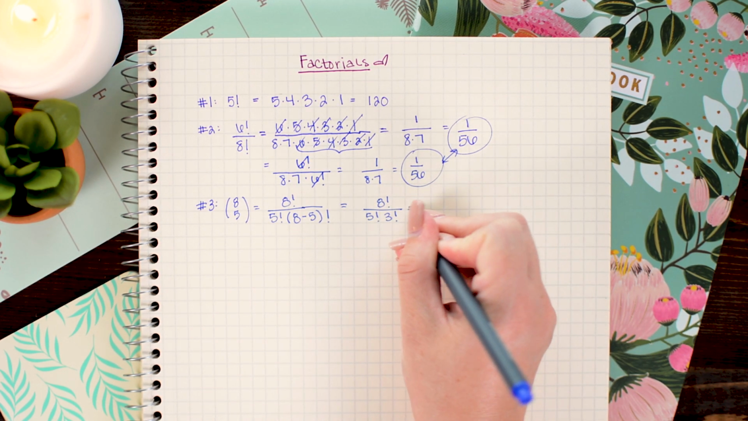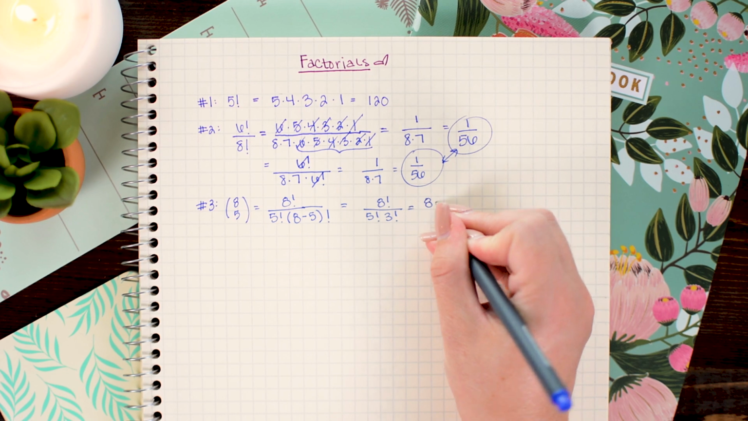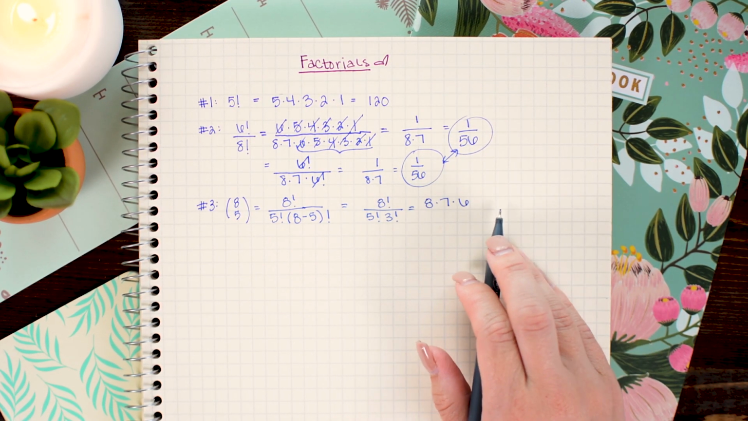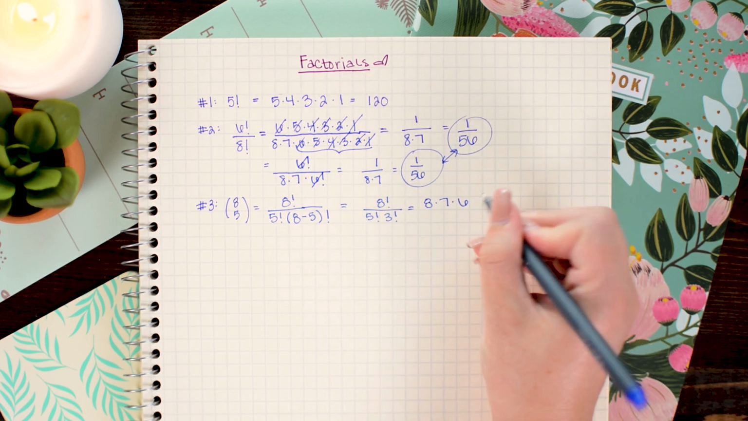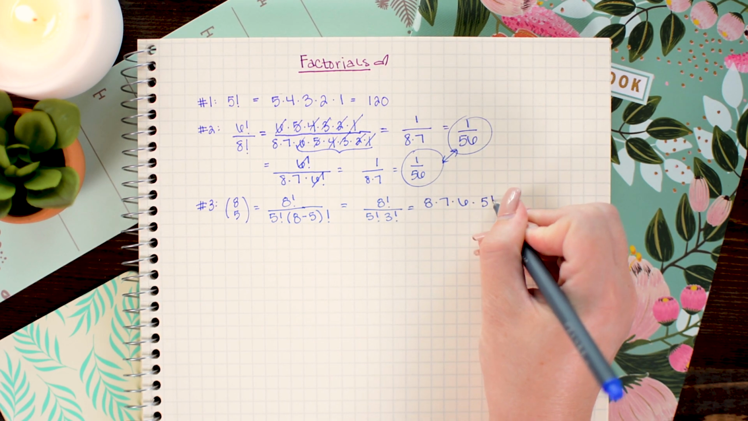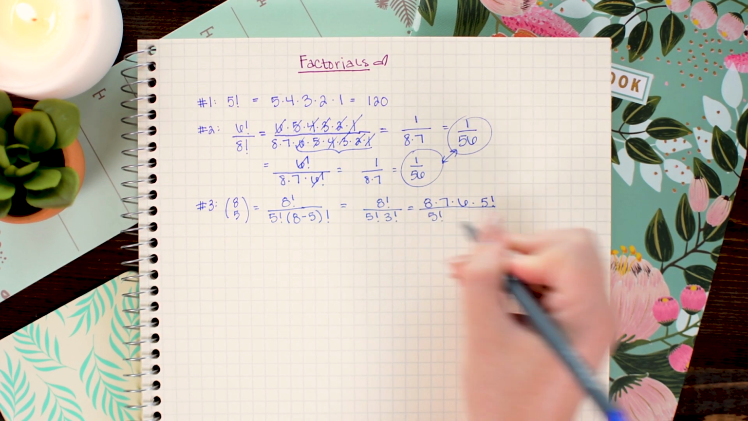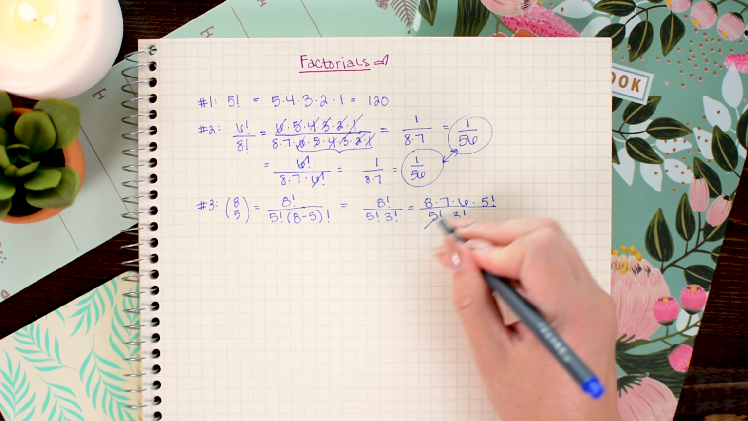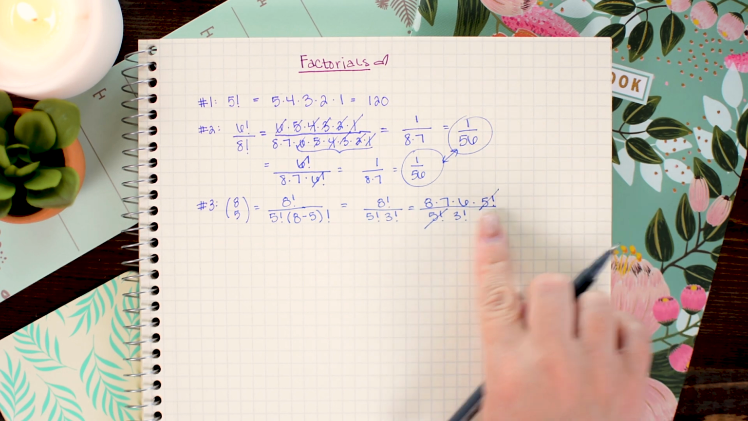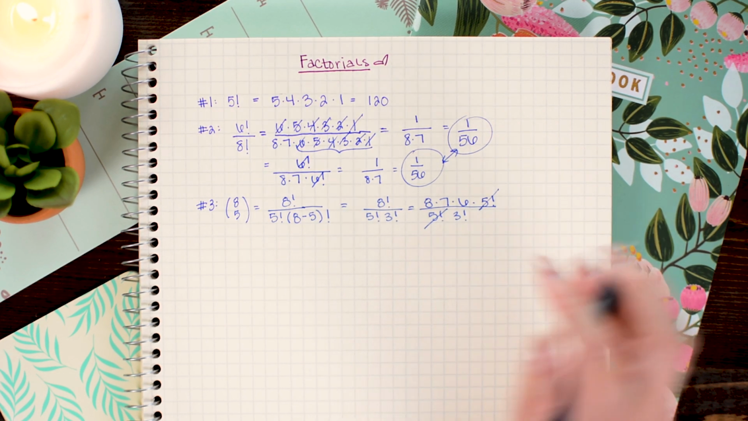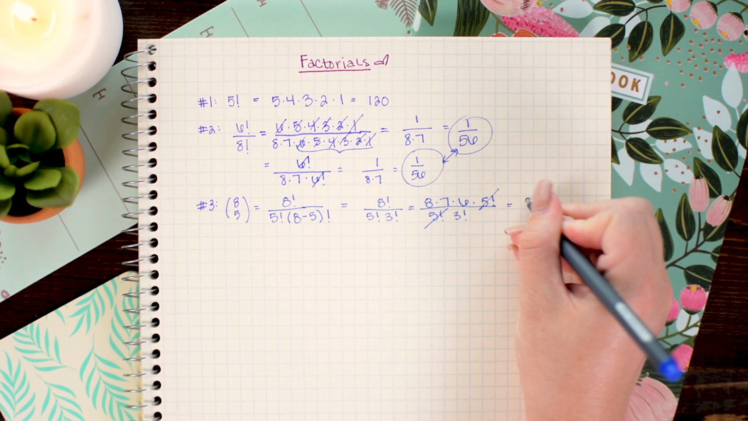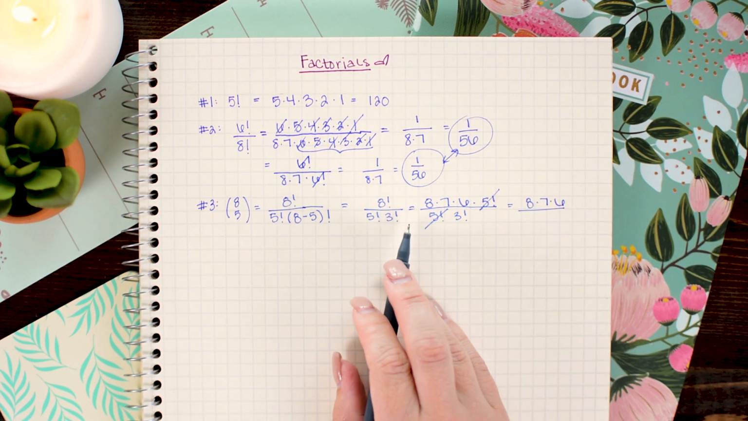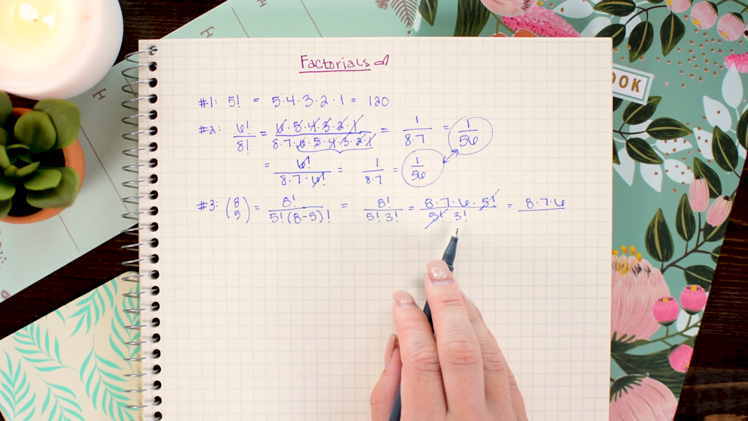So I'm going to take and write 8 times 7 times 6, and then instead of writing 5 times 4 times 3 times 2 times 1, I'm just going to write 5 factorial. And then I'm going to take the bottom as is. Okay, so that's really handy now because we can go ahead and cancel out that 5 factorial over 5 factorial. So now we are left with 8 times 7 times 6 in the numerator. And in the denominator, we have 3 factorial.